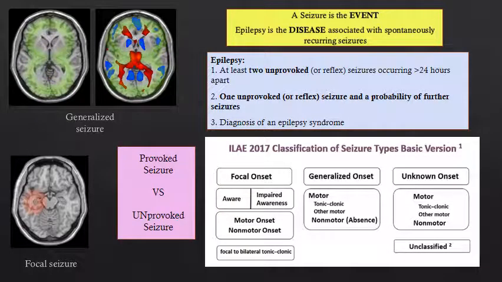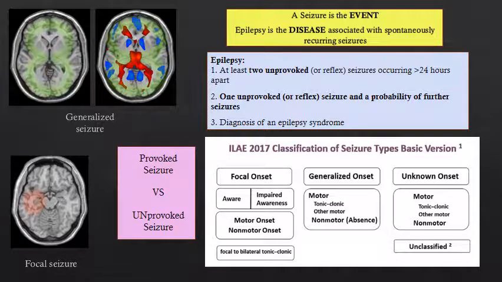Here we have a snapshot summary of session 1. Let's quickly review. In the yellow box, a seizure is the event. Epilepsy is the disease. In the pink box, a provoked seizure has an identifiable underlying medical cause, and an unprovoked seizure has no identifiable underlying cause.